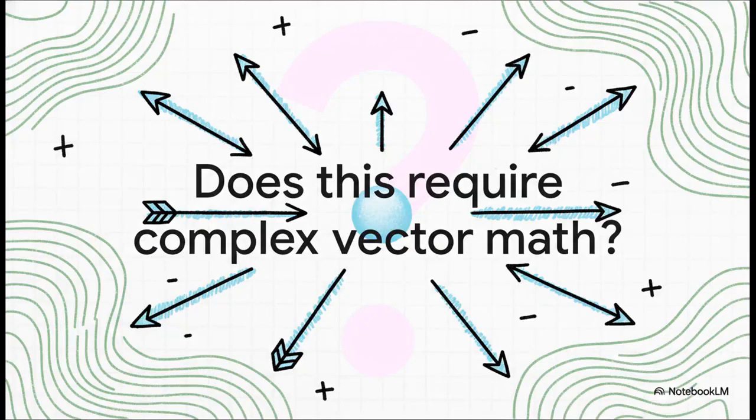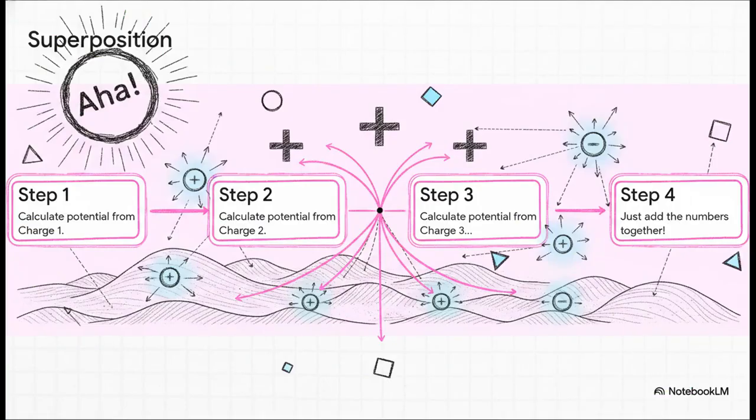Now, if you've ever had to deal with electric fields, you know they're a pain. They have a size and a direction. They're vectors, and adding a bunch of vectors is just complicated. So, do we have to do all that nasty math here? And the answer is a huge, wonderful, resounding no.